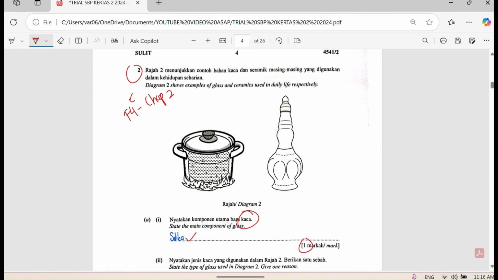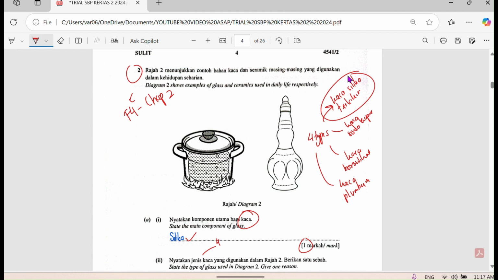Next. Nyatakan jenis kaca yang digunakan dalam rajah 2. Berikan satu sebab. Okay. So, jenis kaca, there are 4 types. First one is kaca silika terlaku. Second one is kaca soda kapur. Third one is kaca borosilikat. Fourth one is kaca pelambam.